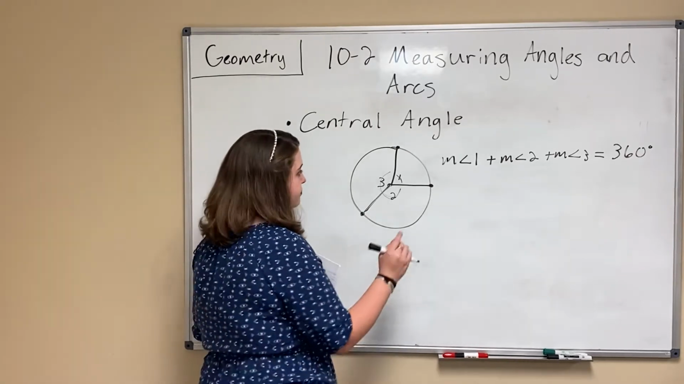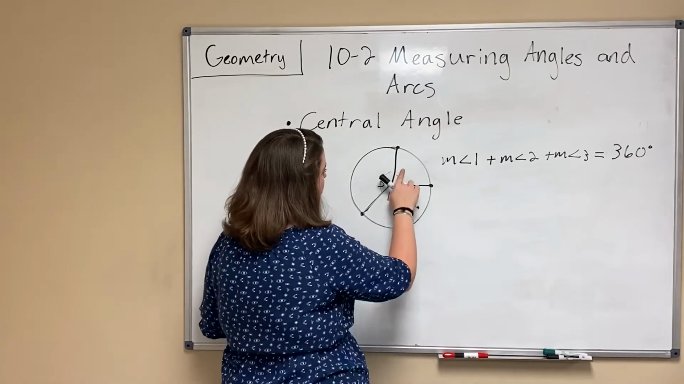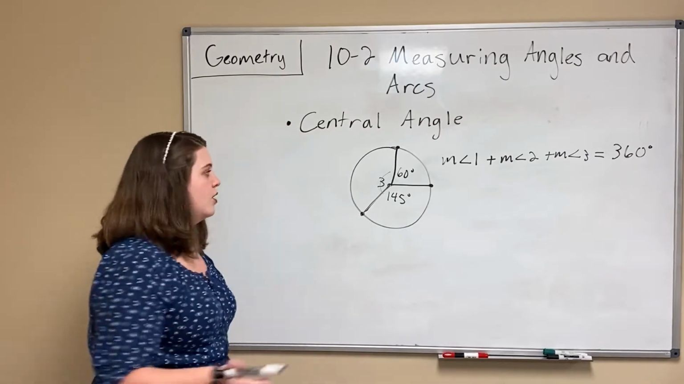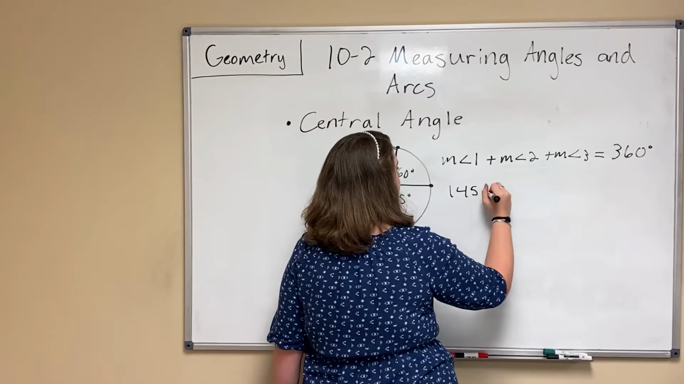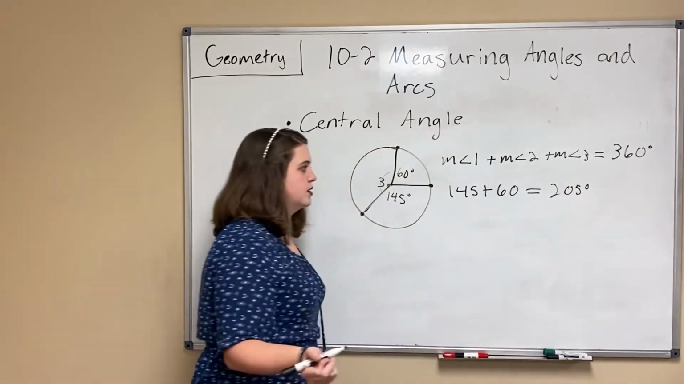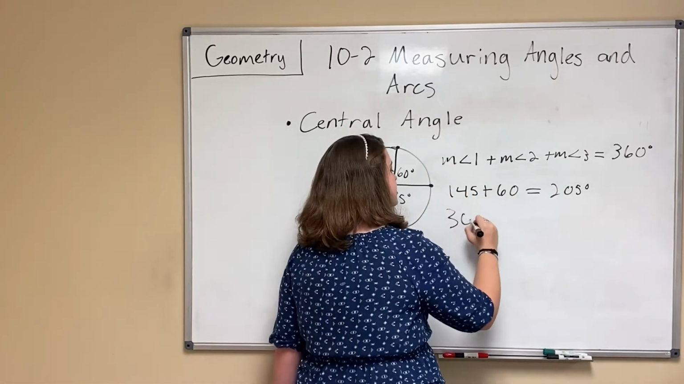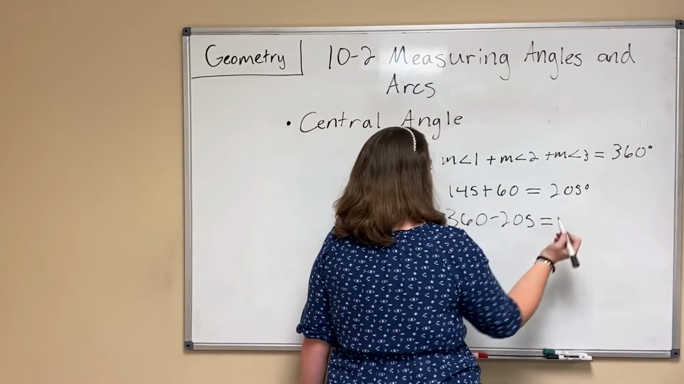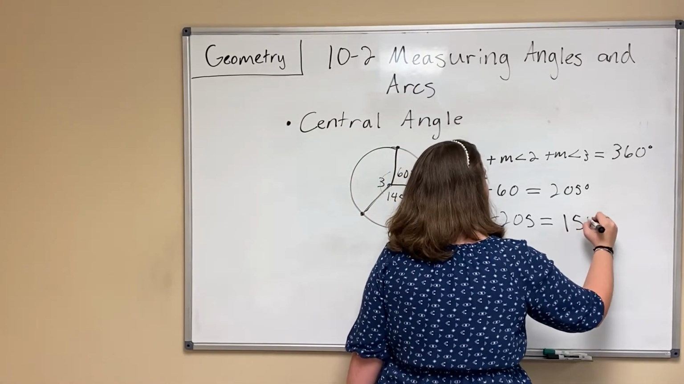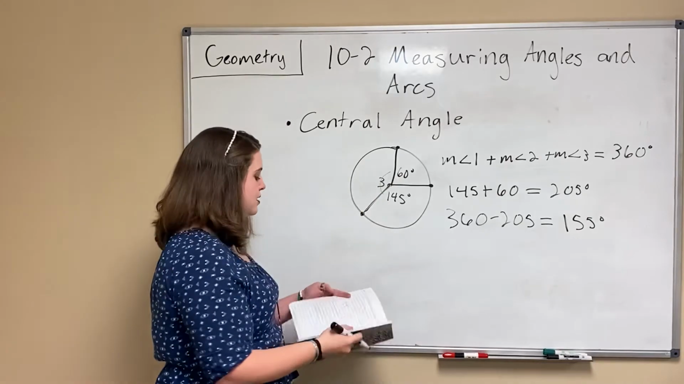So if I told you angle 2 is 145 degrees and angle 1 is 60 degrees, and then I asked you to find angle 3, all you would do is say 145 plus 60 gives us 205 degrees, right? And then I would take 360, which is what my total has to be, 360 minus 205, and that's going to give me what? See if you guys can do math quickly in your head. It's going to give me 155 degrees. Pretty simple. They all add up to 360. You can figure that out.